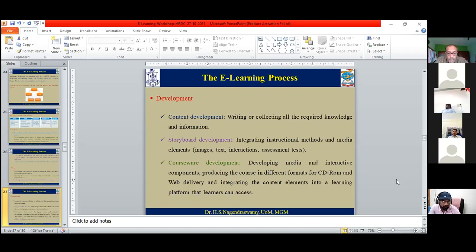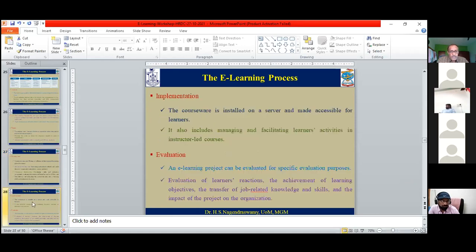And courseware development, which covers developing media and interactive components, producing the course in different formats for CD-ROM and web delivery, and integrating the content elements into a learning platform that the learner can access. So definitely, if you are an author for a particular SWAYAM platform course, then you have to provide all these details. You have to make a provision for a student to access the material in the form of a CD, right, or in any other form, so that the students can access it and learn. So with this, the implementation: the courseware is installed on a server and made accessible for learners.